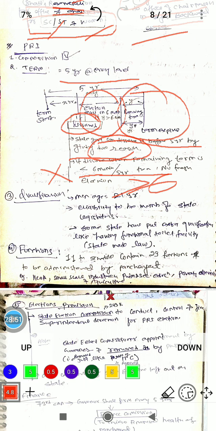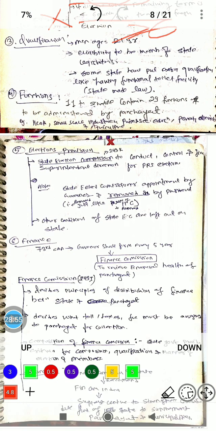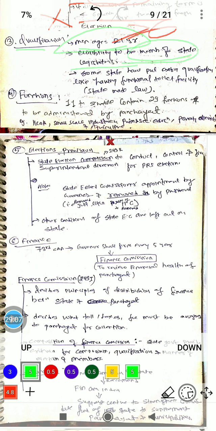Okay, now let's talk about the provision. So what is the qualification needed? The qualification needed is that a minimum of 21 years of age should be there, and they should be eligible to be a member of the state legislature. But some states have also put extra qualifications, like the functional toilet facility they should have.